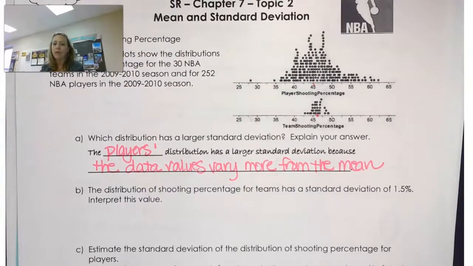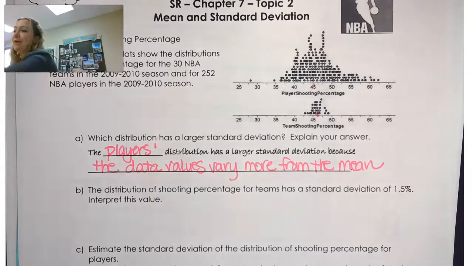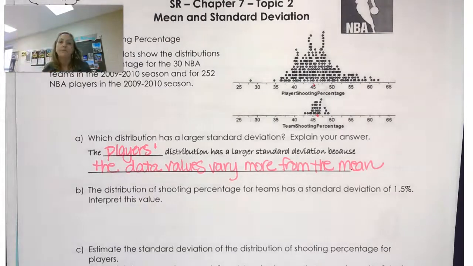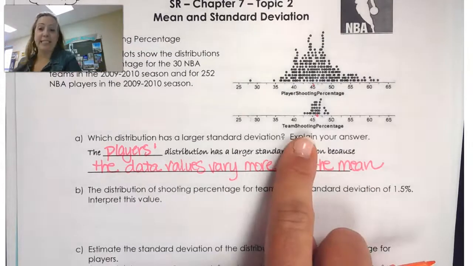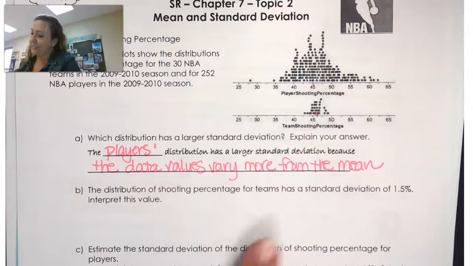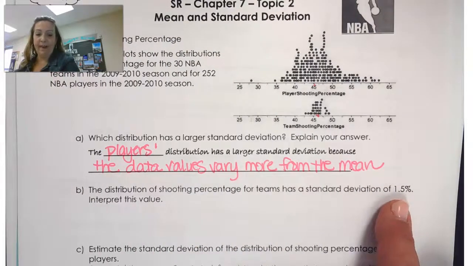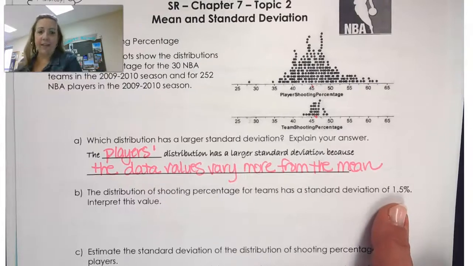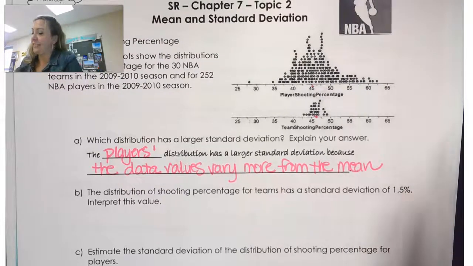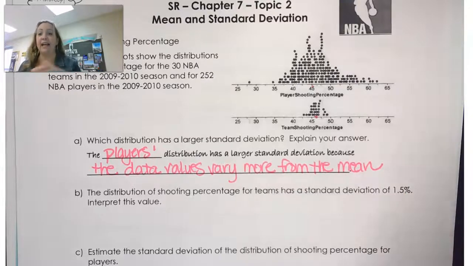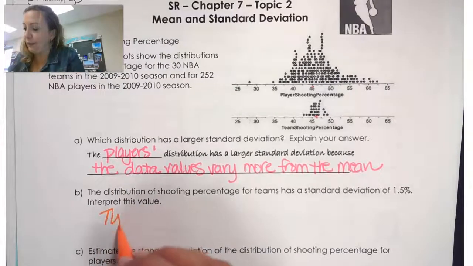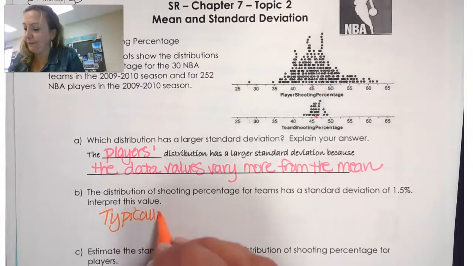Okay. Another thing that we did is we talked about interpreting our standard deviation. It gives us the standard deviation for the team shooting percentage. It says the distribution of shooting percentage for teams has a standard deviation of 1.5%. And let's interpret that value. Remember, standard deviation is the typical distance that performances are from the mean. So it's a typical distance, so we'll start with typically.